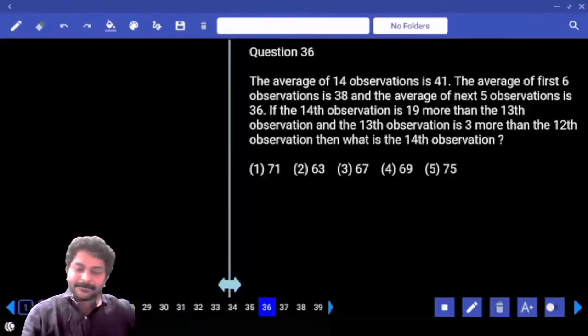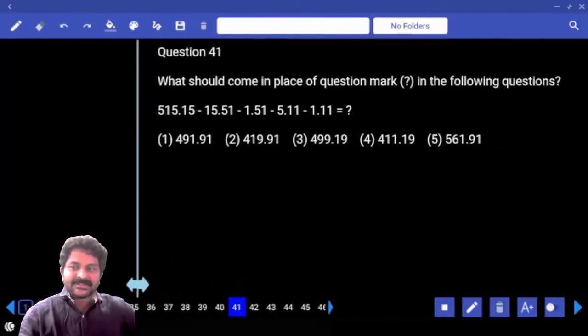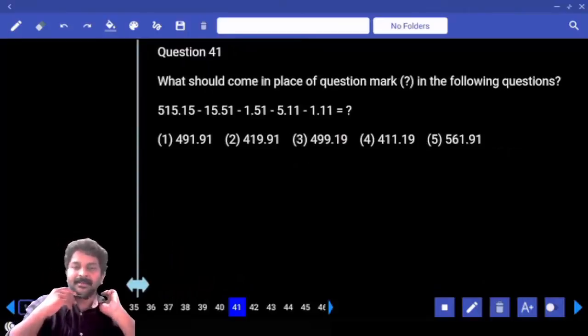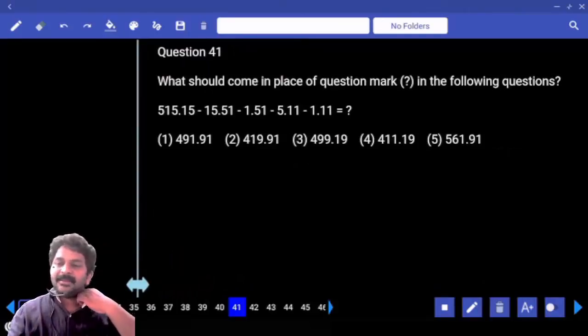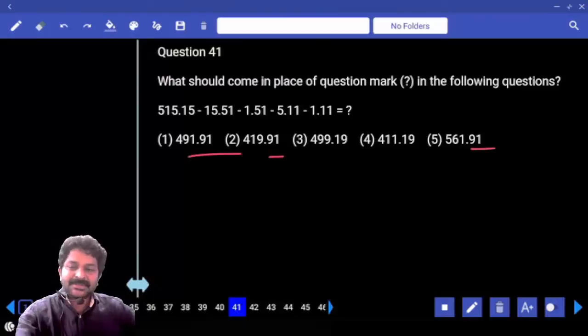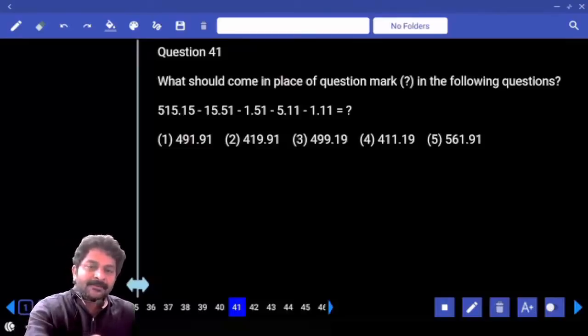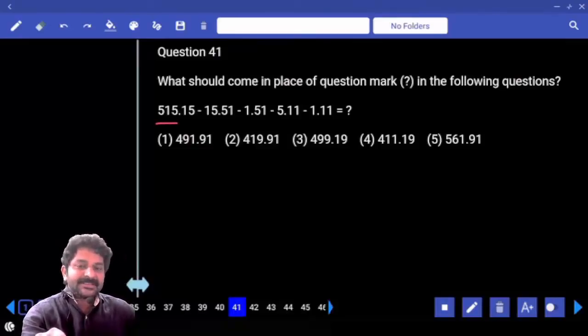Numerical ability, right? 41 onwards. Decimals we have. When you observe the options, 3 options are ending with 91 and 2 options are ending with 19. So we cannot use last digit verification. Completely we have to calculate. First, the number before the decimal.